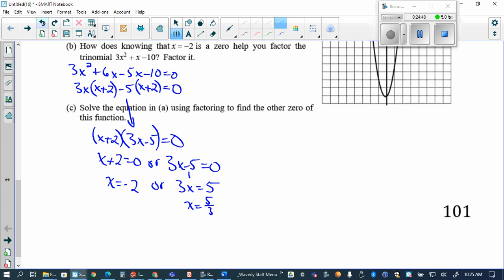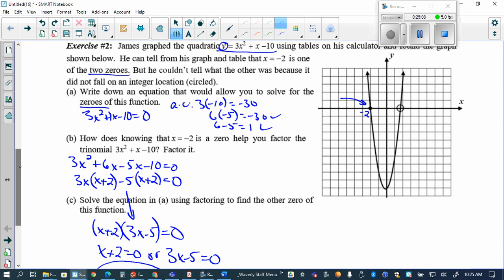Now, this doesn't help us graph it, so let's write that as a mixed number. How many times does 3 go into 5? Once, how many left over? 2. So 1 2/3. Now I put it as a mixed number because now here's our negative 2 and this is what? 1 2/3.